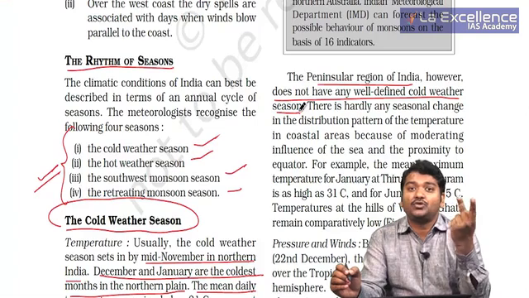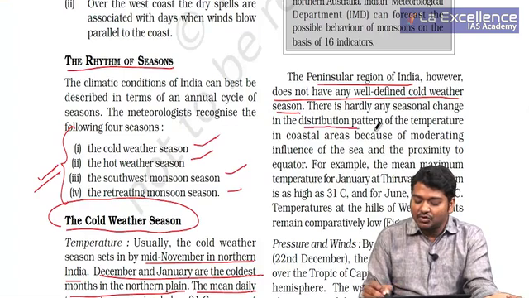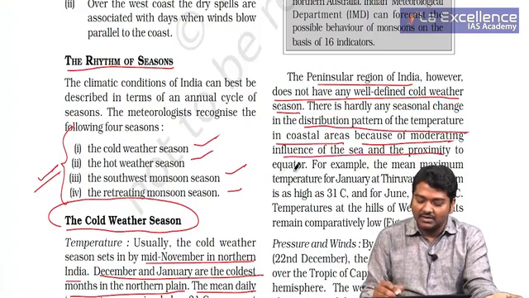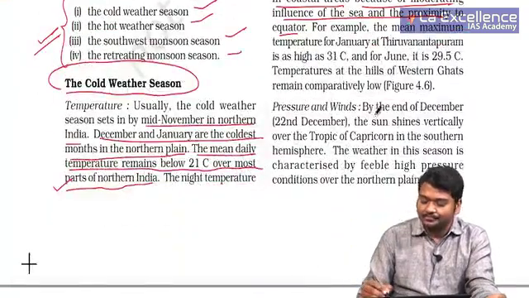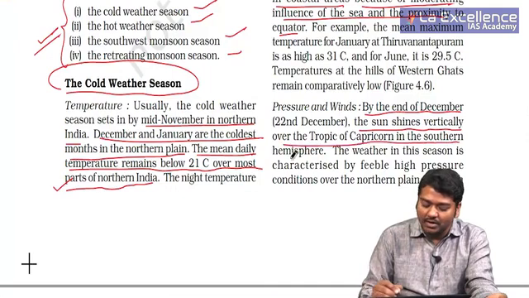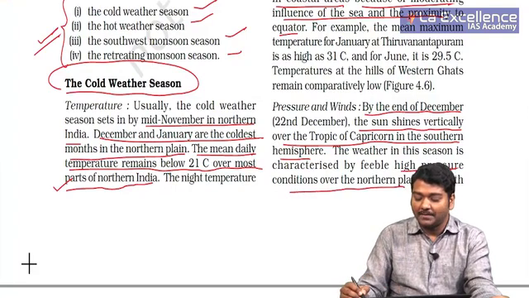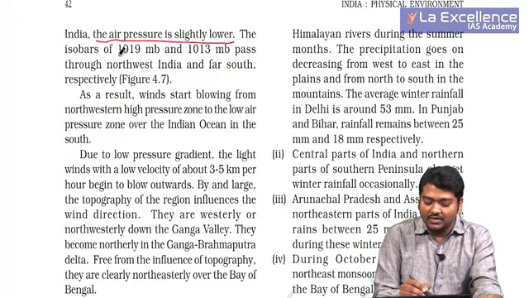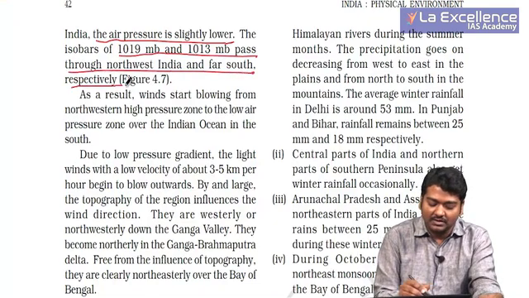Second important thing you need to talk about is winds. There is hardly any seasonal change in the distribution pattern of temperature in the coastal areas because of the moderating influence of the sea. I have already told you. Then we have to look at the pressure and winds. By the end of December, the sun shines vertically over the Tropic of Capricorn in the southern hemisphere. Because of this, high pressure will be there over North India. In South India, the air pressure is slightly lower. That is, the isobars of 1019 MB and 1013 MB pass through northwest India and the far south respectively.